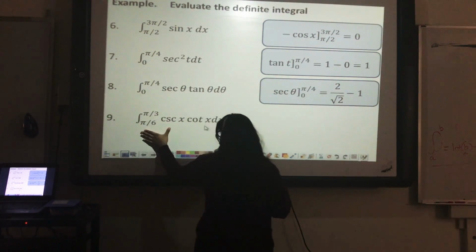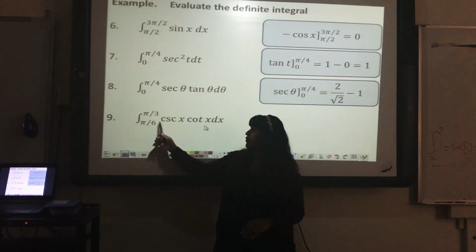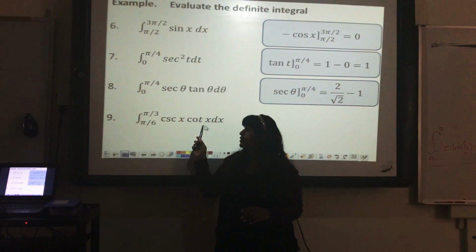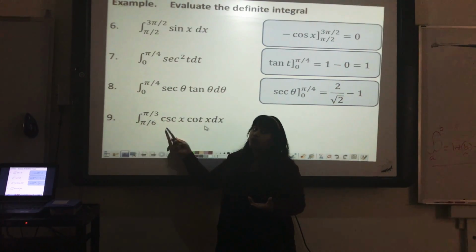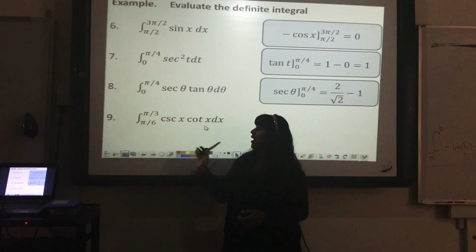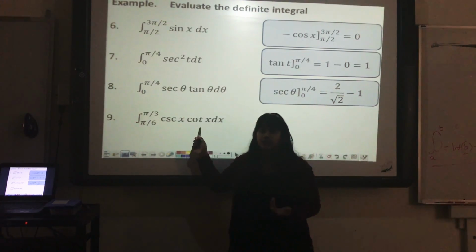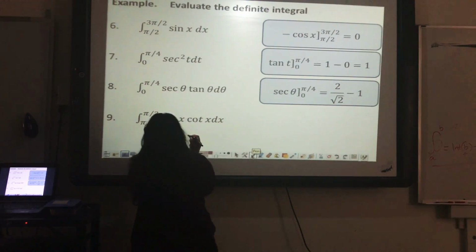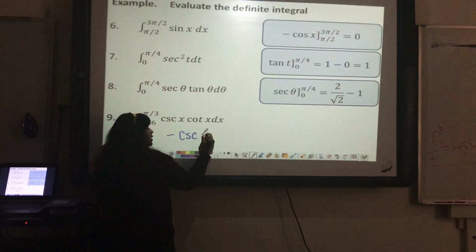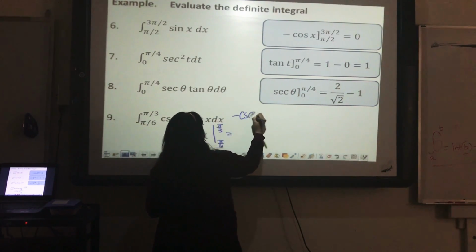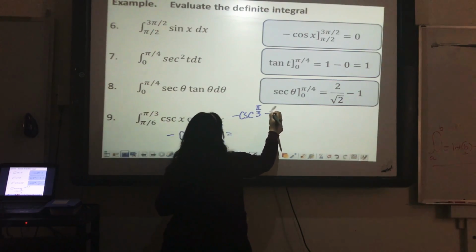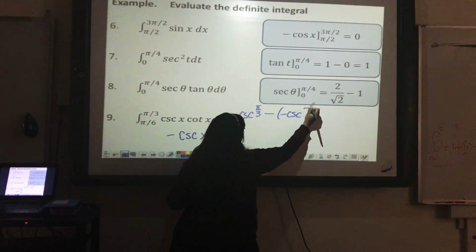Our next question is going to be the integral from pi over 6 to pi over 3 of cosecant x cotangent x. There's a little typo in your packet that says cosine right now, and we don't know how to do the integral of cosine times cotangent. We could do the integral of cosecant cotangent, so just make that little change in your packet. So what is the integral of cosecant cotangent? It's just negative cosecant, so this becomes negative cosecant x integrated from pi over 6 to pi over 3, which equals negative cosecant of pi over 3 minus negative cosecant pi over 6.